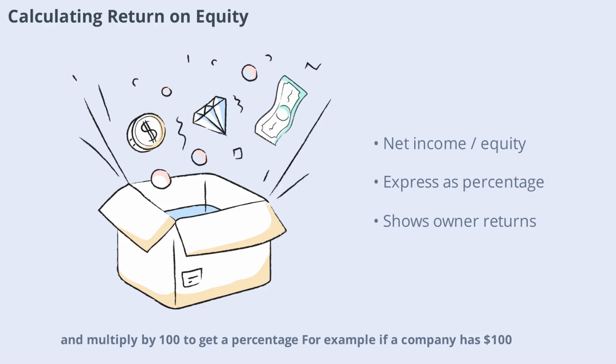For example, if a company has $100,000 in net income and $500,000 in average equity, the ROE is 20%. This means the company generates 20 cents of profit for every dollar invested by shareholders. ROE is a powerful tool for comparing the profitability of companies within the same industry.